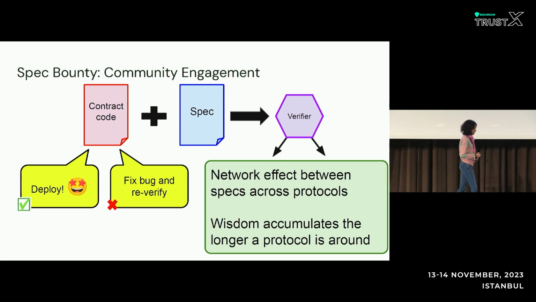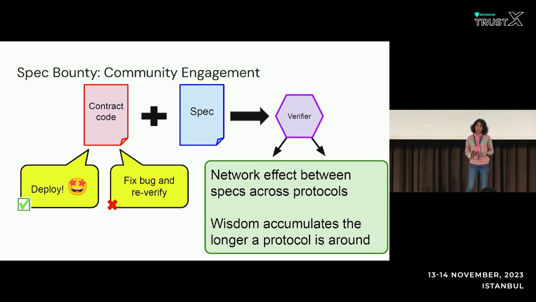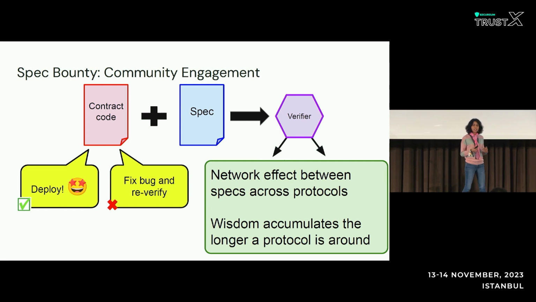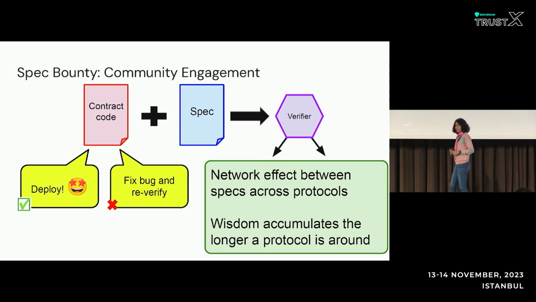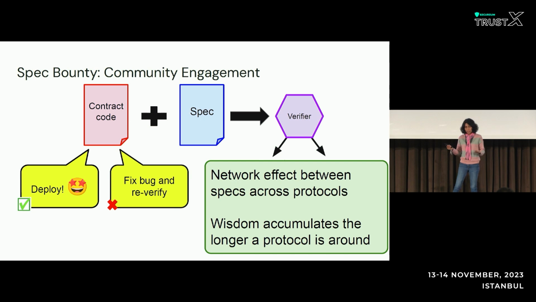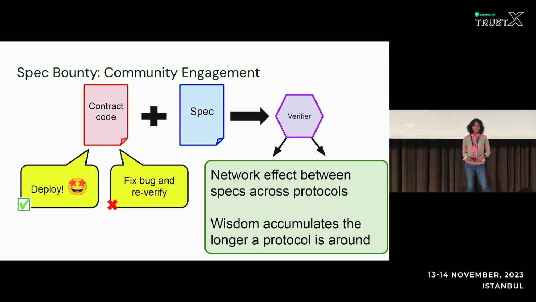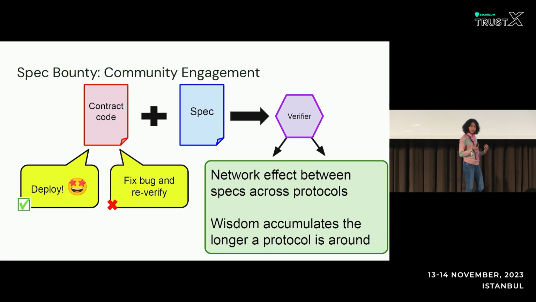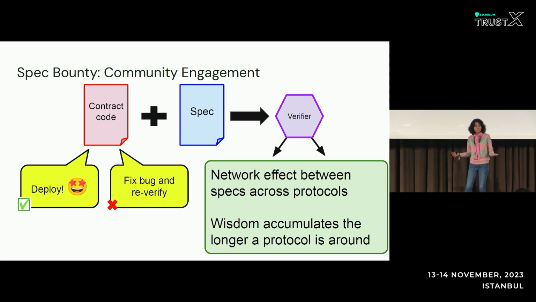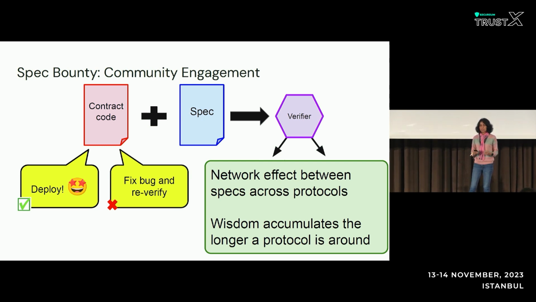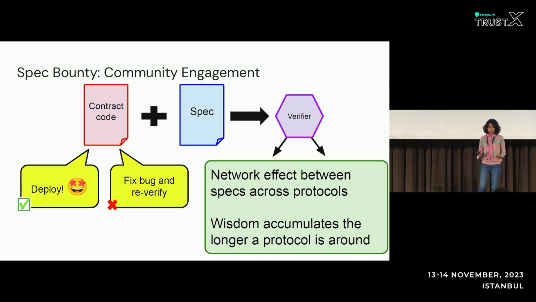OK, and so why does this work? Well, there are two reasons we think that this is a good idea. First of all, if you work on some specific protocol, it's often the case that the things you learn and the kinds of properties you write, they actually do transfer to other protocols, right? It's not like when you write a property for one program, it has nothing to do with anything else. You learn from that, and you can apply those ideas to other protocols. And the other thing is that the longer the protocol is around, the more wisdom you gain, right? People use the protocol, you learn all the potential bugs or vulnerabilities it can suffer from, and you can use that information to improve your specification over time. So these are the two reasons why we think that spec bounty is an interesting idea, and it gives us a way to engage the community to improve our specifications over time.